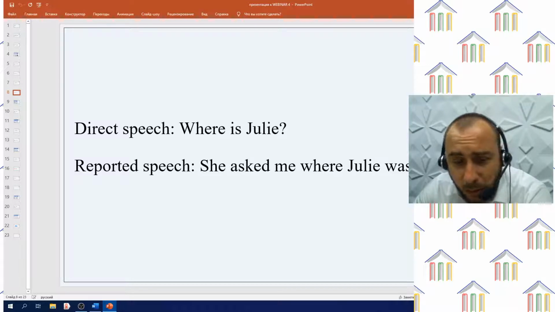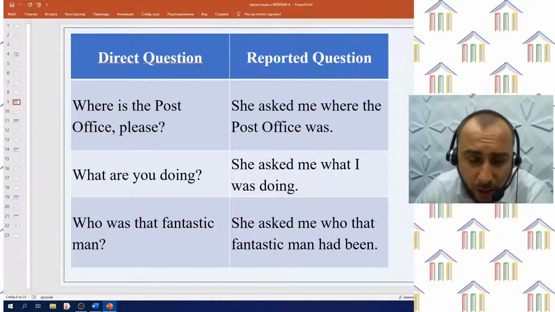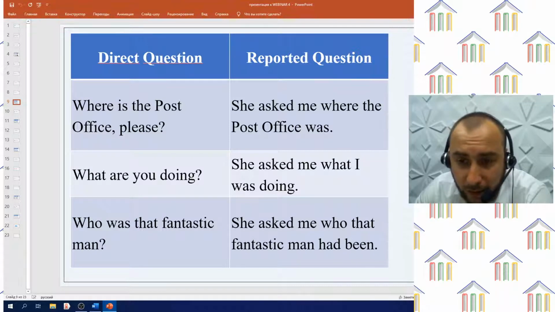Here are some more examples. Where is the post office, please? She asked me where the post office was. What are you doing? She asked me what I was doing. Who was that fantastic man? She asked me who that fantastic man had been.